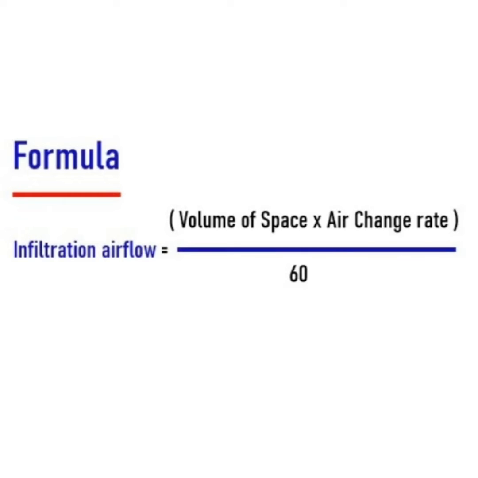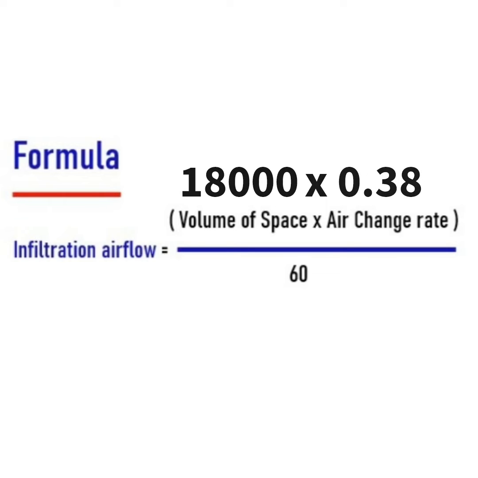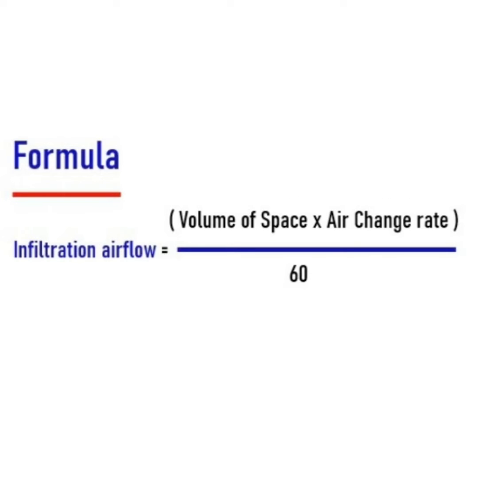Let's say that in our 2,000 square foot house, our ceiling height is 9 feet. Well, we can now use the formula that you see here to determine what our infiltration airflow is. We know our volume of the space. That's going to be 9 feet times 2,000 square feet area, so 18,000, times 0.38 air change rate divided by 60. We arrive at 114 CFM of infiltration.